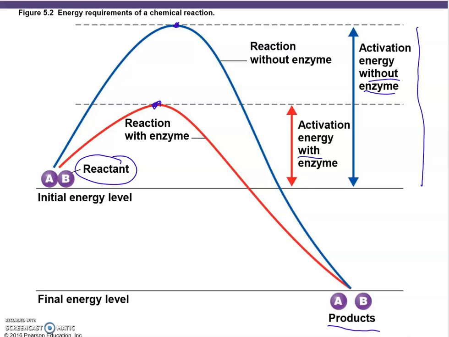And with enzyme, we only go from here to here. Plus, these enzymes are very specific, so only the reactions that you want to have, you will catalyze with a specific enzyme, and then you get your products A and B fairly easily.